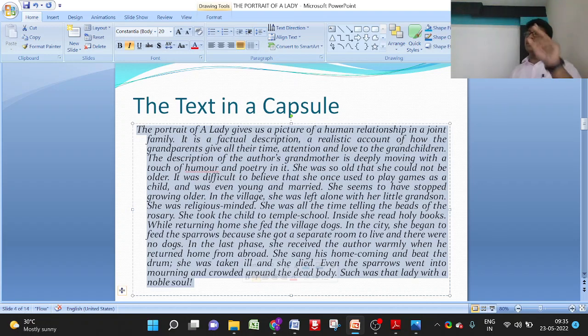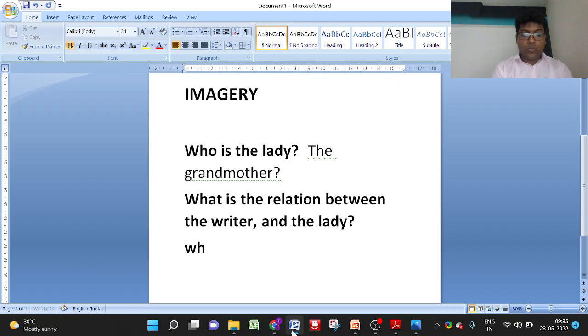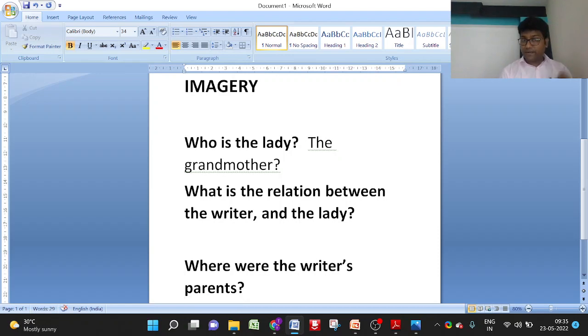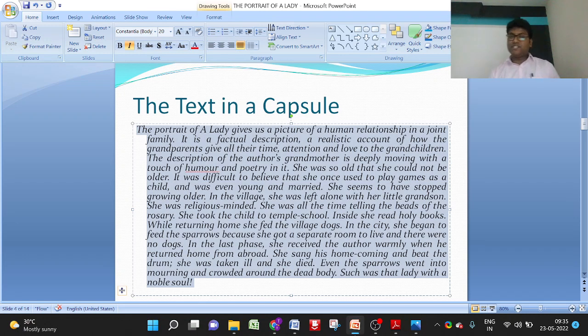Why these two? Now again one question: where were the writer's parents? That's a very important question. If they are staying together, then what about the writer's parents? The writer's parents, Khushwant Singh's parents, had gone from the village to the city to get themselves settled there. And this was the time when Khushwant Singh and his grandmother used to stay together. Khushwant Singh was very little by then, and they were staying together in the village.